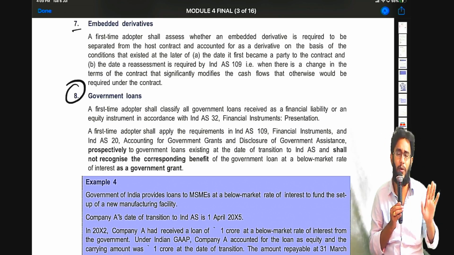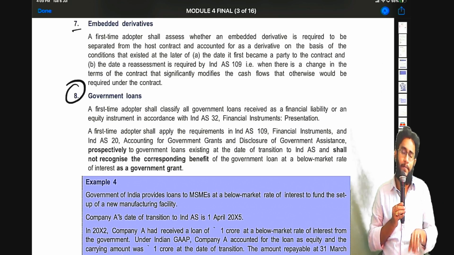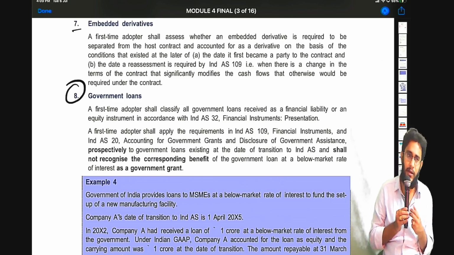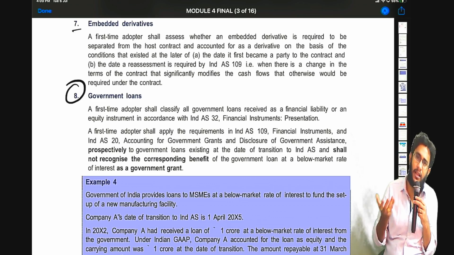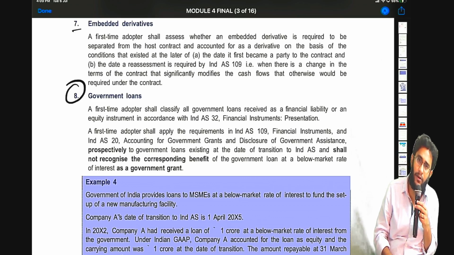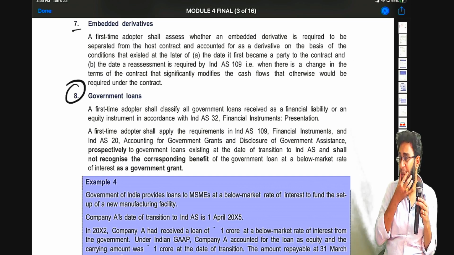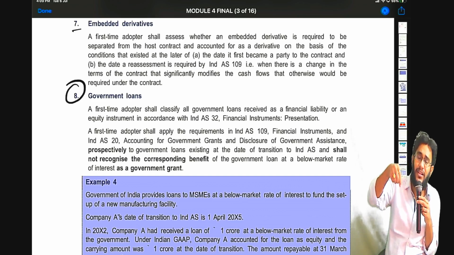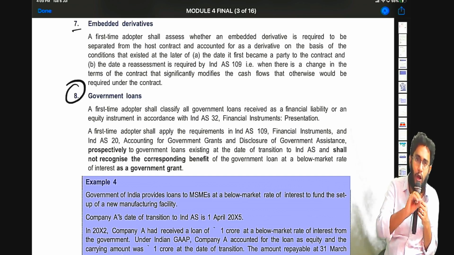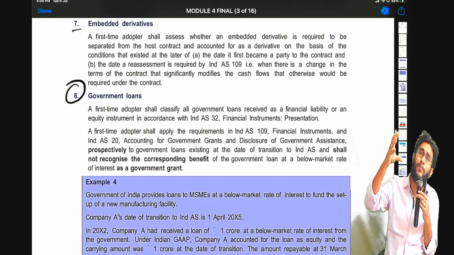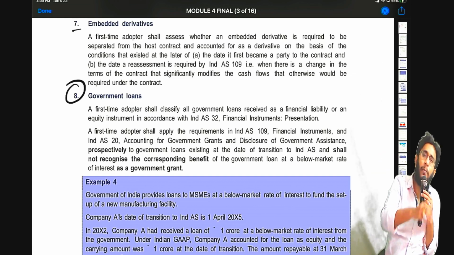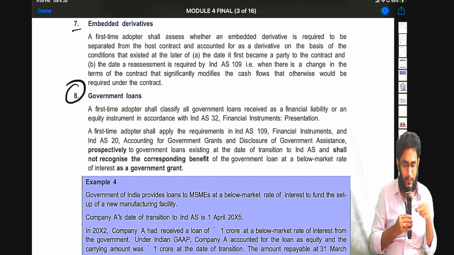Okay, so I'm not going to that. Anyway, now what is the exemption there? The exemption is, under AS, previous GAAP, there was nothing called as Ind-AS 109, so embedded derivative accounting was not there. So on the date of initial recognition, split would not have happened. The standard says, nothing to worry. You need not go back to initial recognition date, split it and come back to today and present balance sheet, not required. Split it as on today.